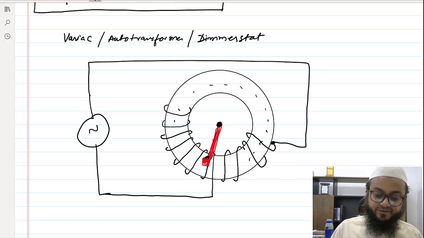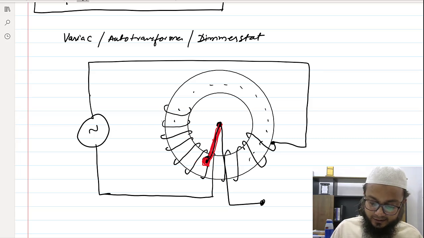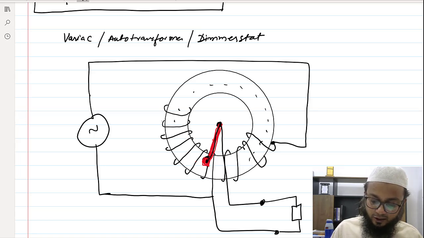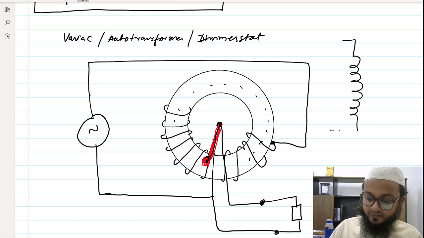So if this is at this position, here you will get the output. How is the output connected? This is the input arrangement. The output is tapped from this carbon brush only. One wire is this and the other wire is this ground one, and between them you can connect the load. So this is the output. The output is tapped on this carbon brush, which is the variable point.